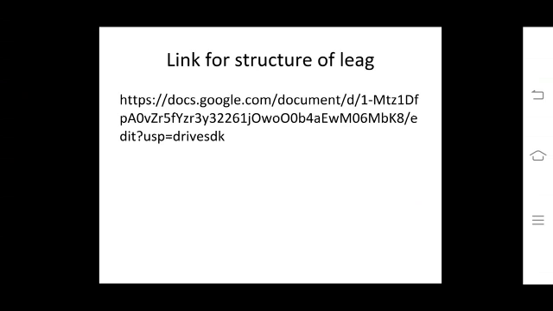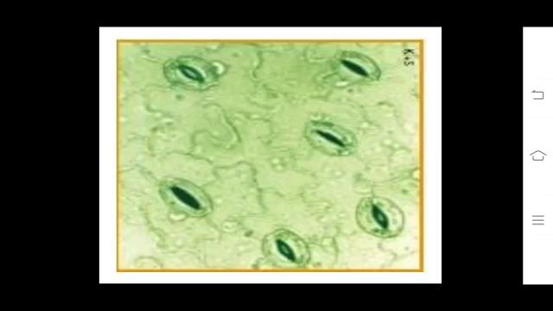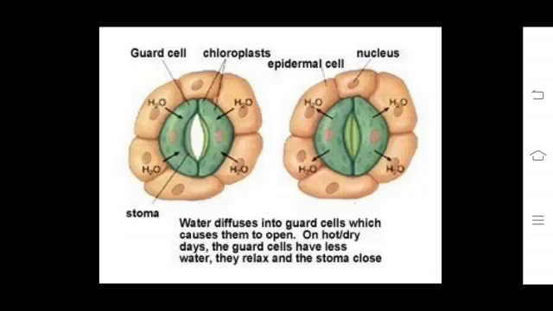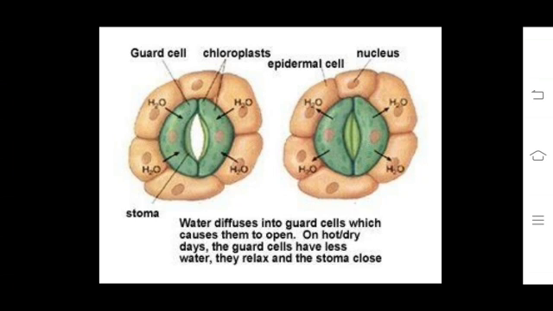Then here I have given you the link for the structure of the leaf. So once again, the opening and closing of the stomata is explained. Water diffuses into the guard cells, which causes them to open. Water from outside, by diffusion, goes into the guard cells, they swell, and they open the pore.